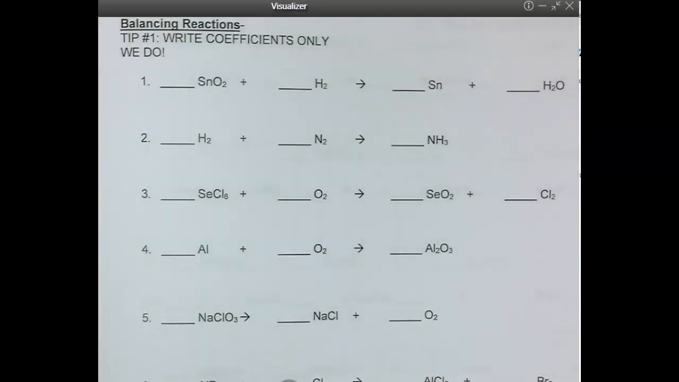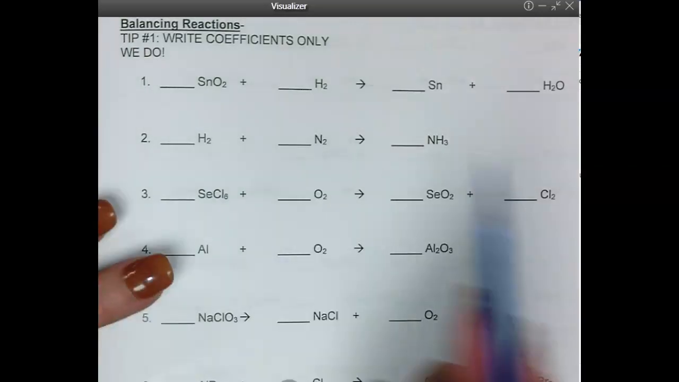Okay, so we are in your yellow book on page 55 this year. And again, we're going to be talking about balancing equations or balancing reactions. And we're going to be using the counting of atoms that we just talked about earlier.